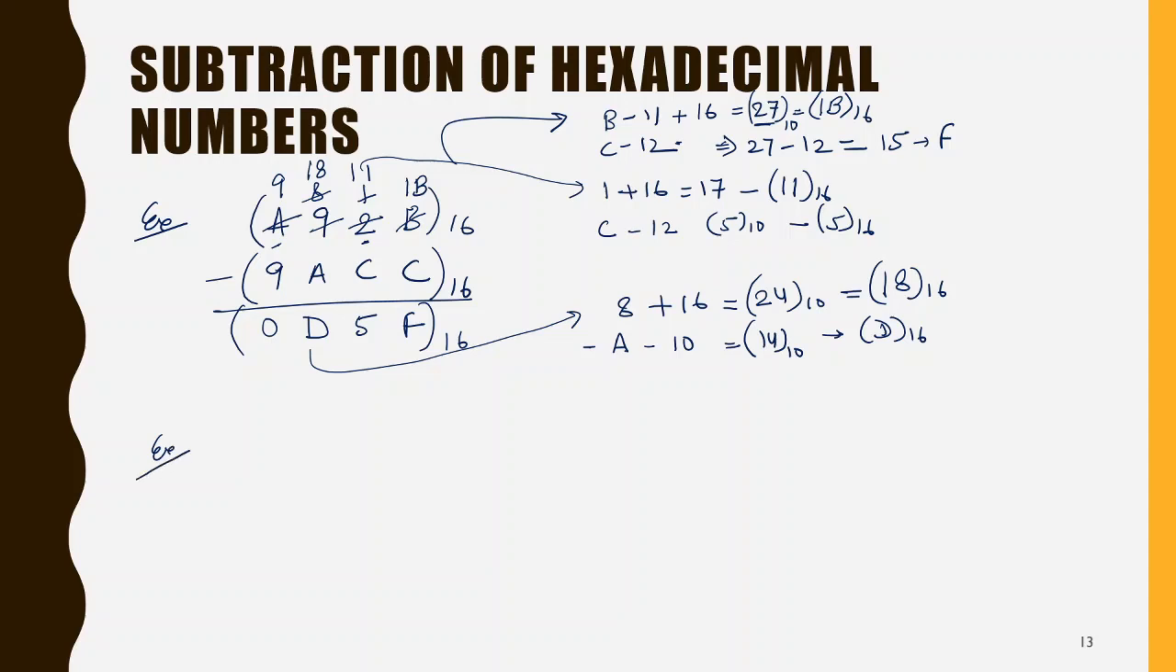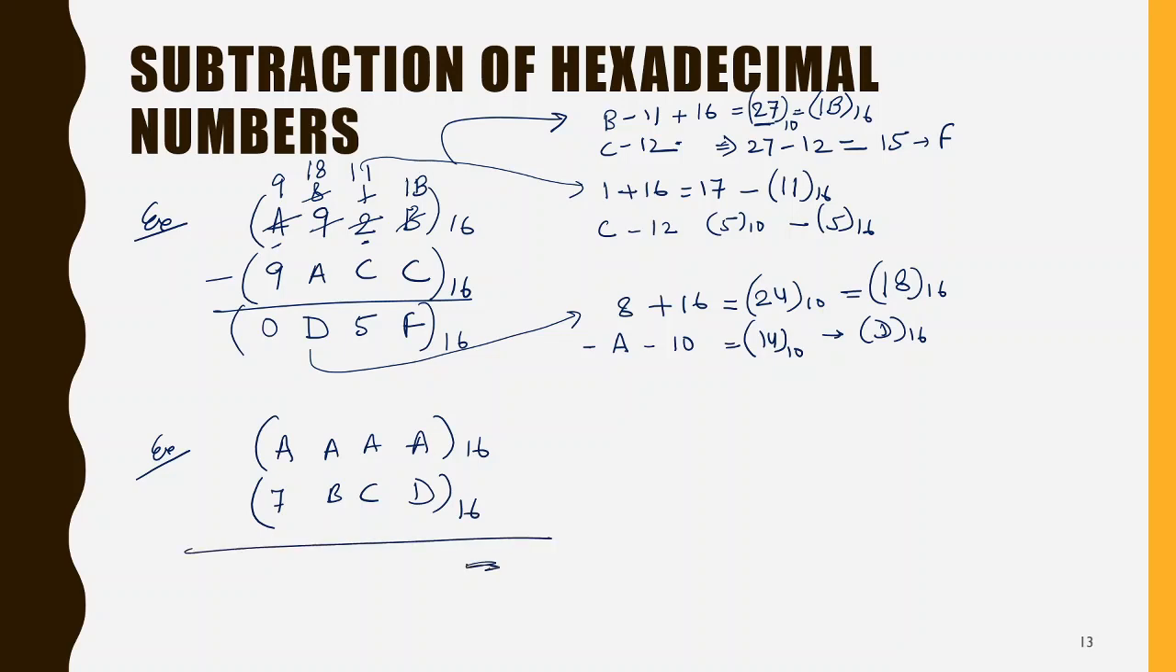Okay, so I will do one more example for you. Suppose I do this subtraction. This is A, and I will do subtraction with 7BCD. Okay, now suppose I do this, right? You can do it with the help of the same method. You solve it digit by digit because it might get a bit complex for you. You write A, and the other one is D.